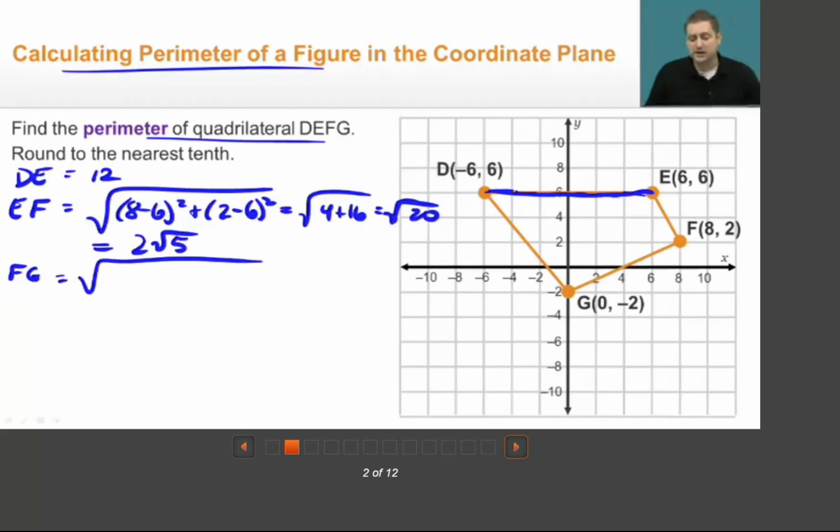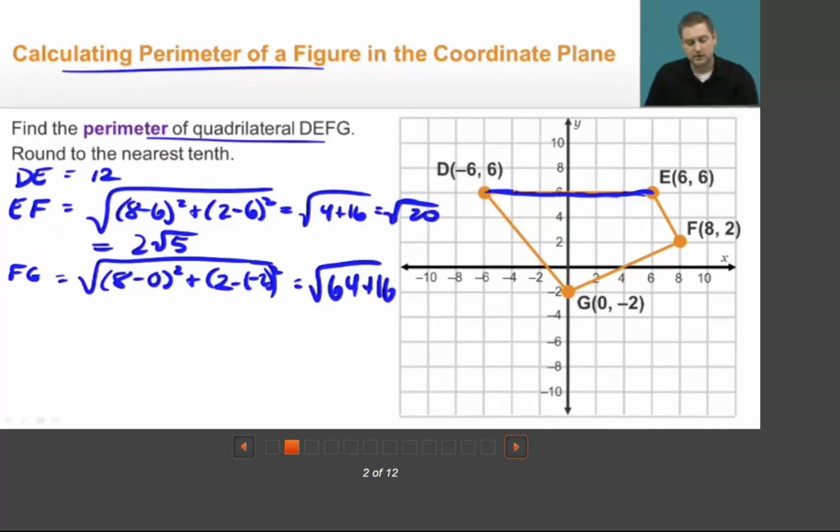For FG, I'm just going to make F my second point, G my first point. And I will get 8 minus 0 quantity squared plus 2 minus a negative 2 quantity squared. 8 minus 0 is 8, and when I square it, I get 64. And 2 minus a negative 2 is 4. Squaring that value gets 16. So I get the square root of 80. That also reduces, this time to 4 square root of 5. So we have 3 of our lengths in units. Now we need to move on to the last one, DG.